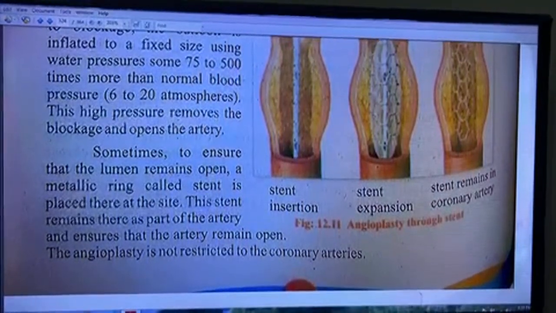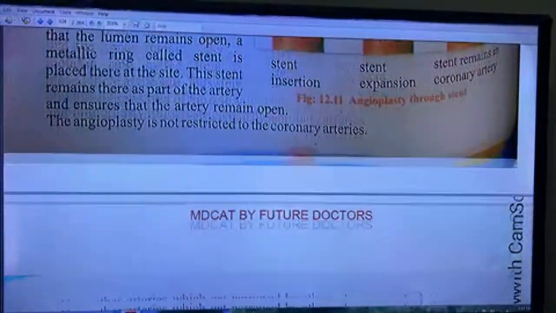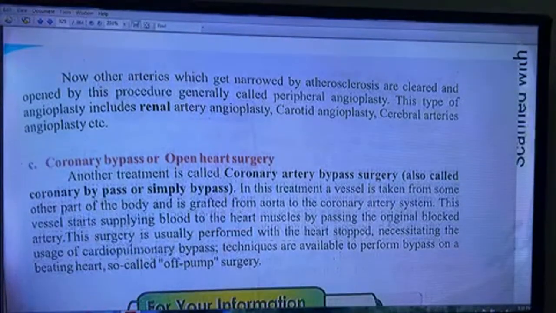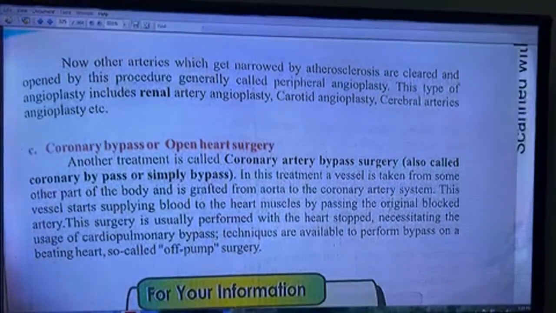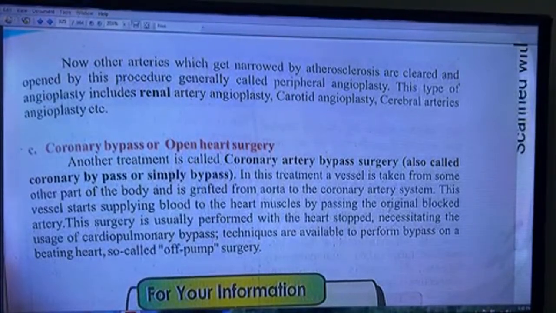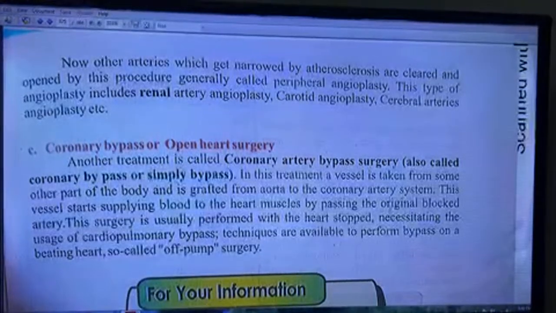Angioplasty is not restricted to the coronary arteries. Other arteries which get narrowed by atherosclerosis are cleared and opened by this procedure, generally called peripheral angioplasty. This type of angioplasty includes renal artery angioplasty, carotid angioplasty, cerebral arteries angioplasty, etc.